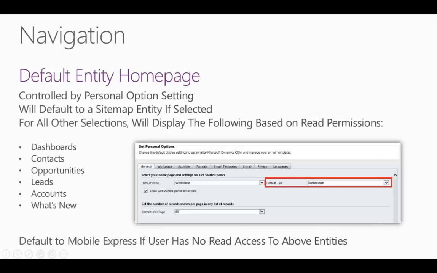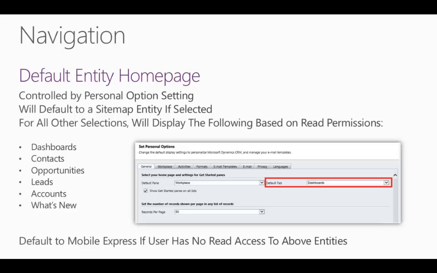As per the default user setting, you will be taken to the dashboard page after sign-in. However, you may change this setting in your personal options. If you have specified the What's New, Account, Contact, Lead, or Opportunity entity as the default page, then the selected sitemap area will be shown by default instead.